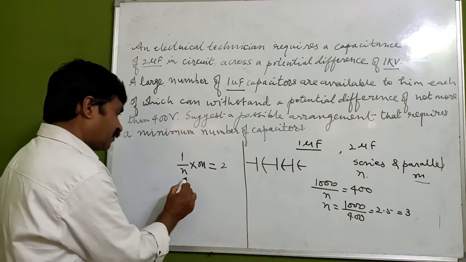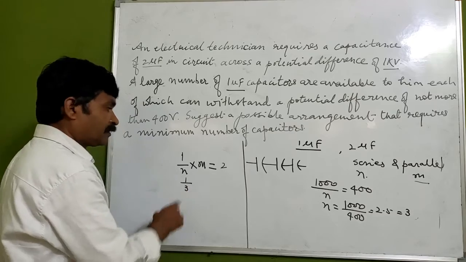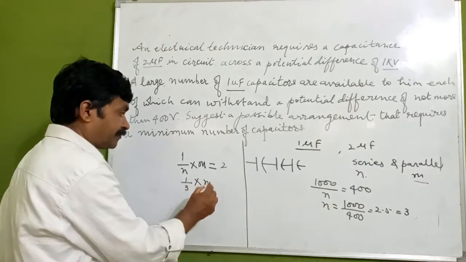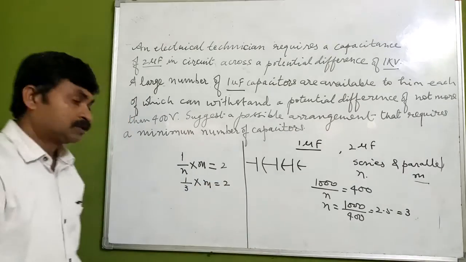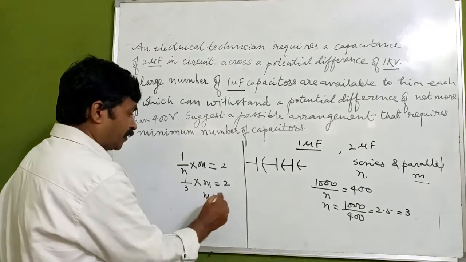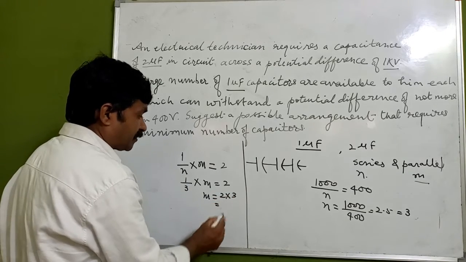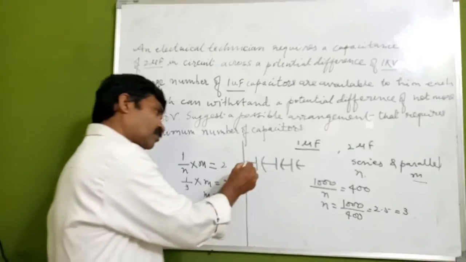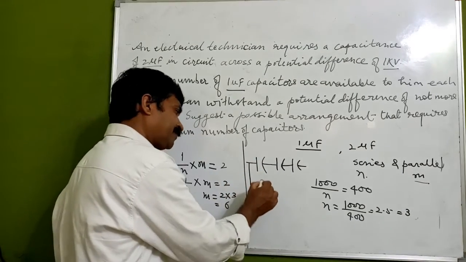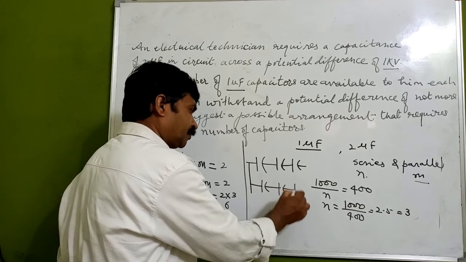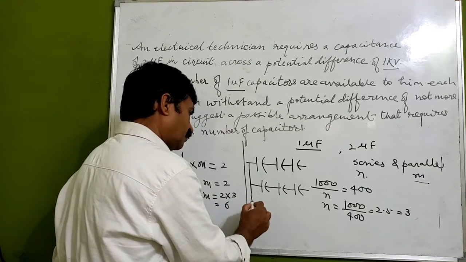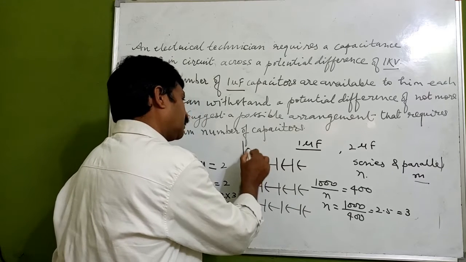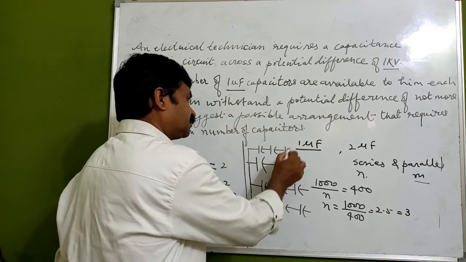Now here we are having 1 upon 3 microfarad. n is given to us as 3, capacitance of 1 microfarad multiplied with m, which is going to be equal to 2. So m into 1 upon 3 equals 2, so m is 6. How many capacitors can we connect in series? The series combination is like this: 1, 2, 3, and we take such combinations 1, 2, 3, 4, 5, 6.